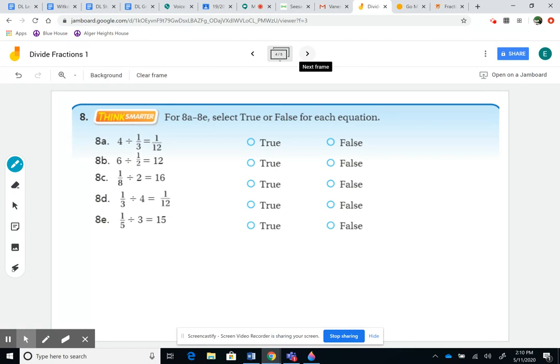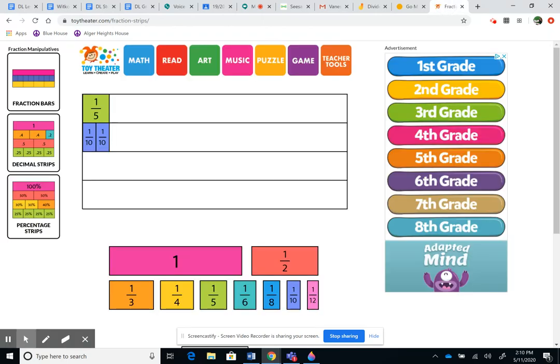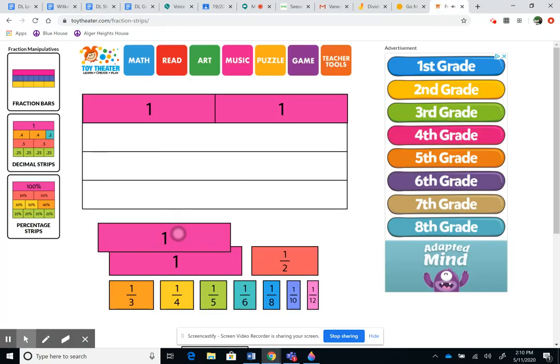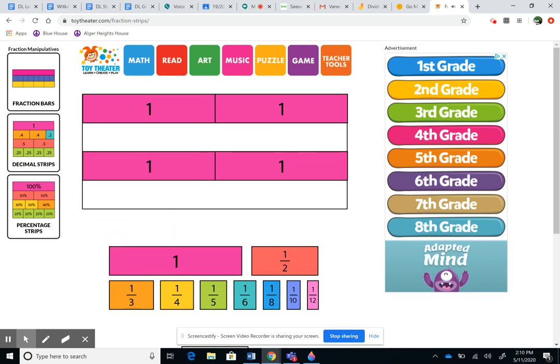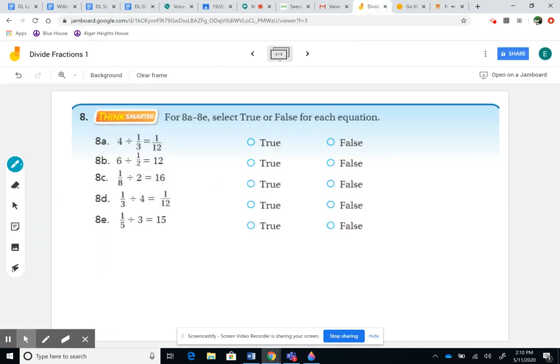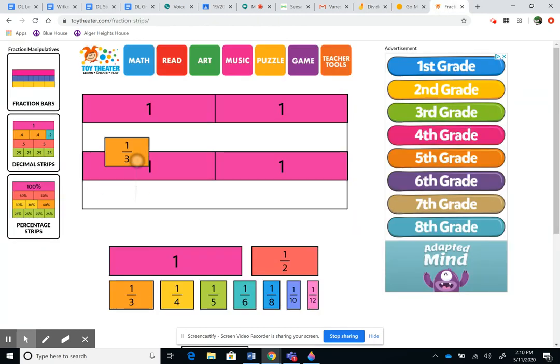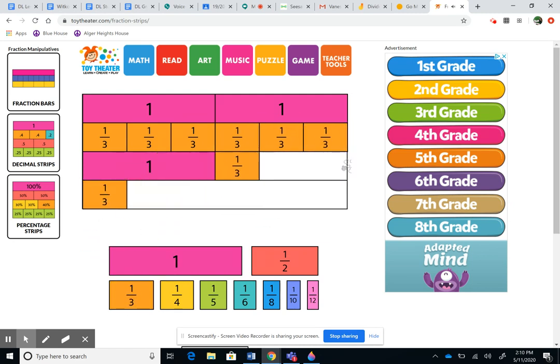Okay, and I'm going to go grab 4 wholes to put in here because that's what we start with. 2, 3, 4. And here it's telling me that we're going to divide by 1/3. So how many 1/3 fraction tiles are there going to be? And I'm just going to fill in until all of these are equal.